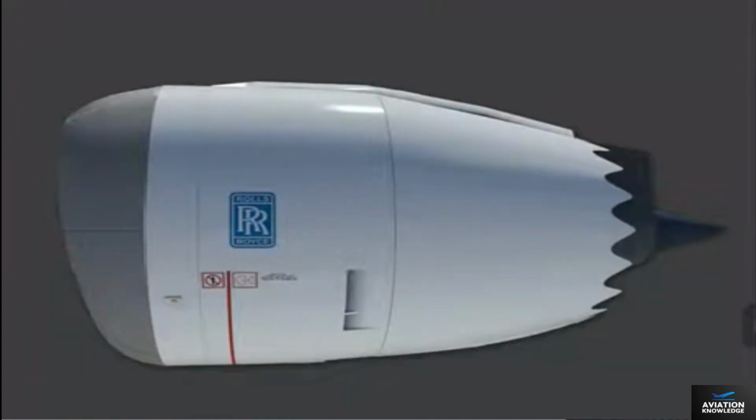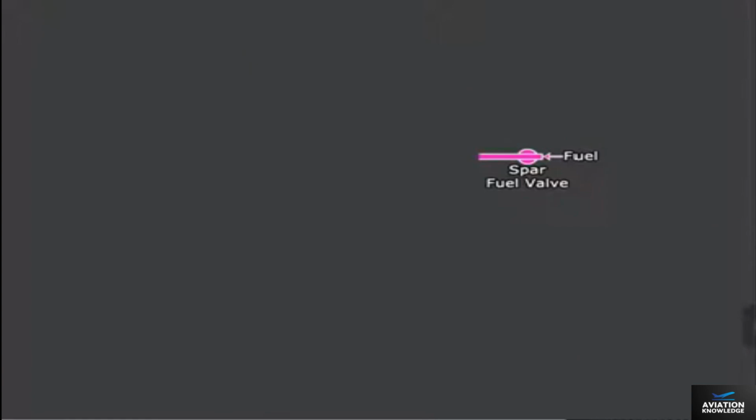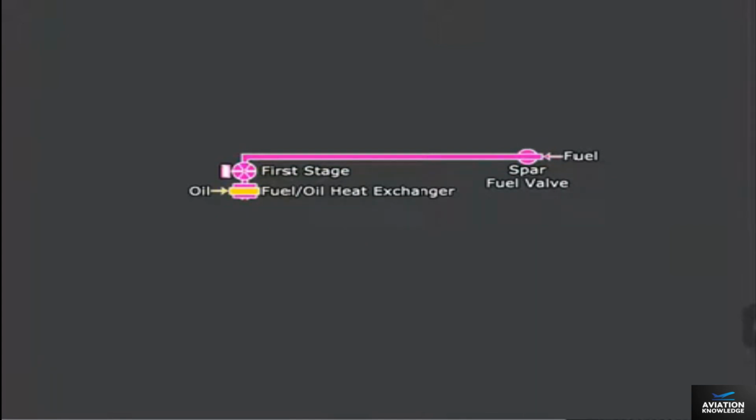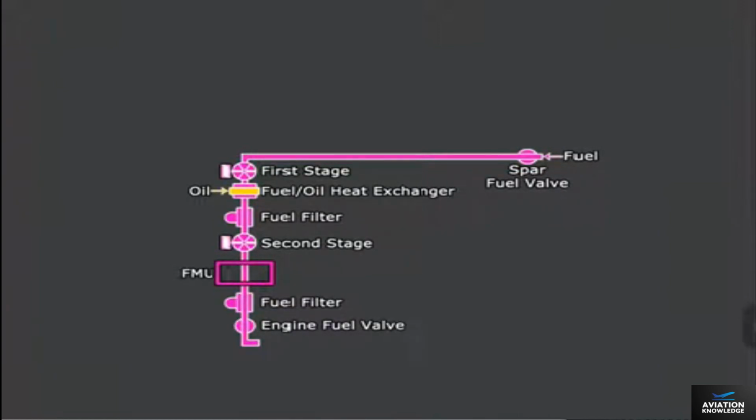Fuel is supplied to the engines by pumps located in the fuel tanks. Initially, the fuel flows through a spar valve located in the main tank. It then passes through the first stage engine fuel pump where additional pressure is added. Next, the fuel is preheated by a fuel oil heat exchanger. After the heat exchanger is a fuel filter that removes any contaminants. The fuel then passes through the second stage engine fuel pump where additional pressure is added. The fuel metering unit, or FMU, adjusts fuel flow to meet thrust requirements. Finally, the fuel flows through a second high-pressure filter before passing through the engine fuel valve and into the engine.